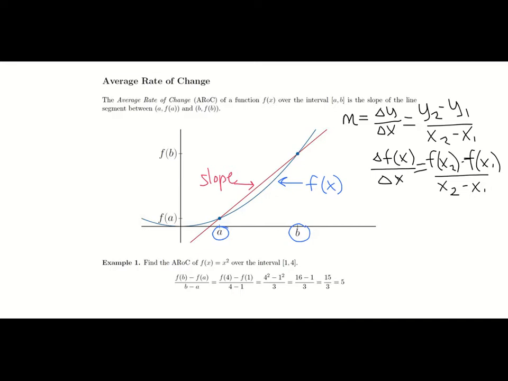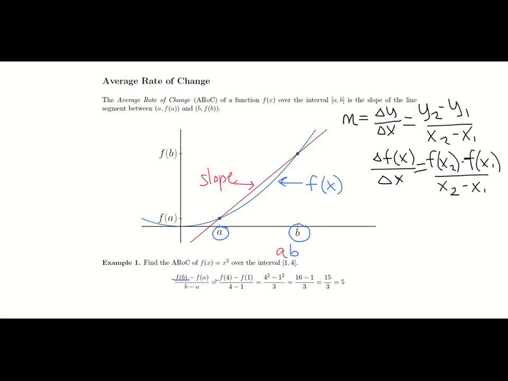So let's look at an example. Example 1, find the average rate of change of f of x equals x squared over the interval from 1 to 4. And we're going to use this slope formula. So on the top, we're going to find f of b minus f of a. Here, a and b are our x1 and our x2, so the first x value of our interval is a, so that's 1, and then the second value is b, so that's 4. So we're going to find f of b minus f of a.